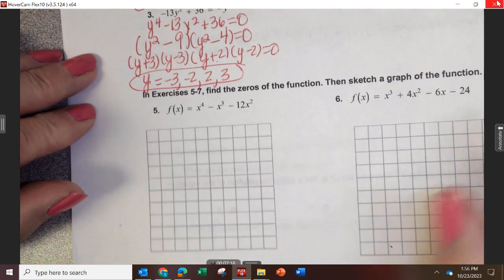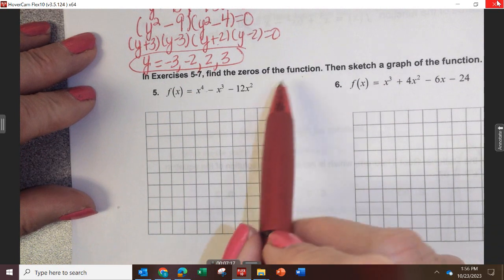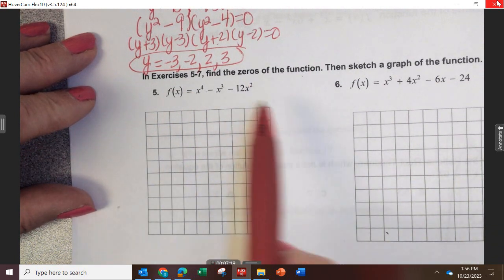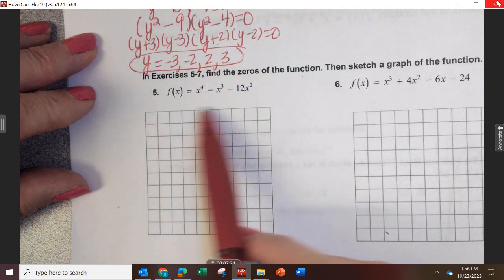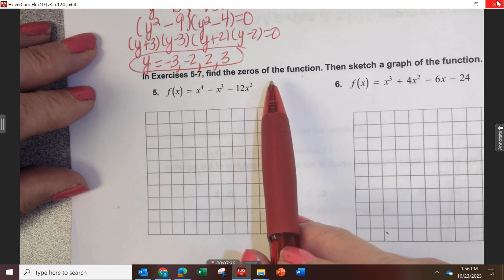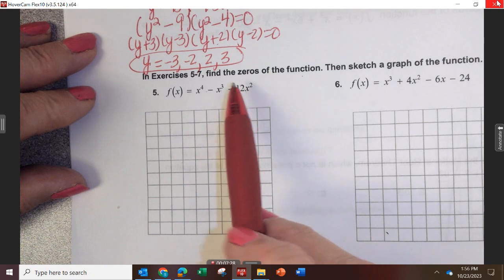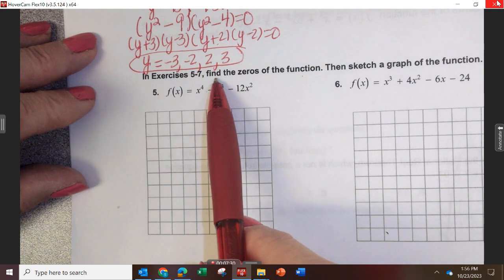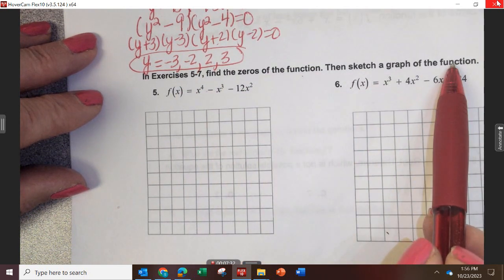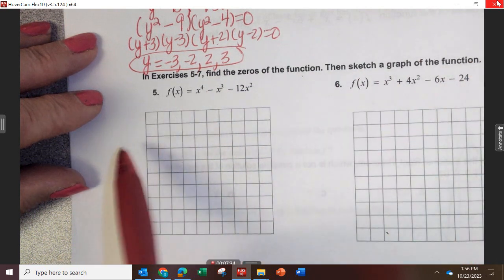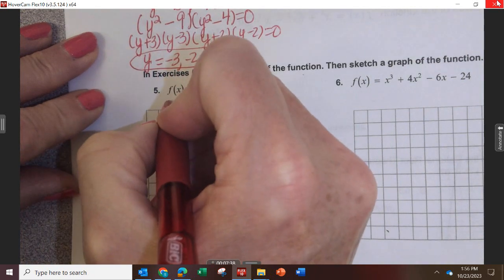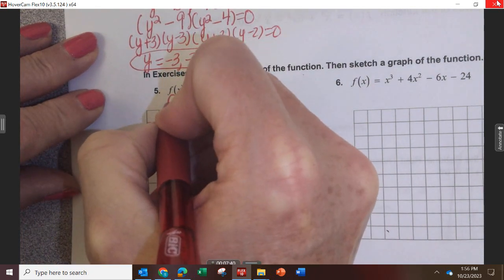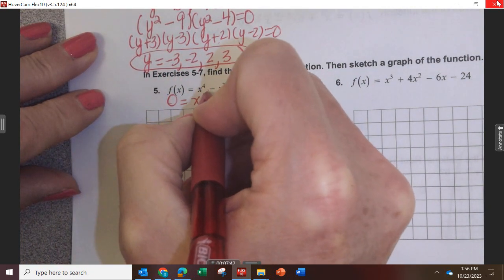Okay, now I want you to look at this one. We're going to find the zeros, and we also want to look at how that relates to the graph. Now, on the homework, they're going to ask you to graph some functions. You don't even have to graph. I just want you to be able to find the zeros. So even if the directions say find the zeros and sketch the graph, you don't have to. I just want you to look at the relationship, but you don't have to sketch it. All right, so if I'm finding zeros, I set it equal to 0.